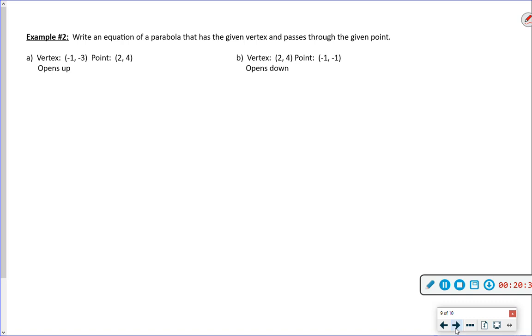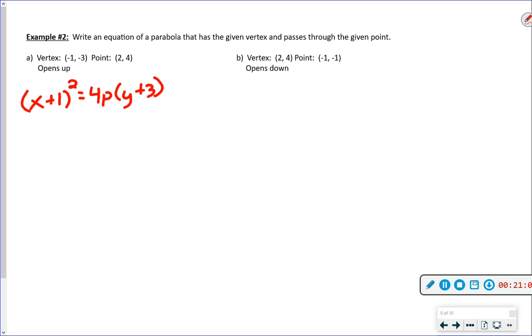Okay, so first off, opens up. Well, that's great. Okay, so that tells you p is positive, whatever that's worth. And you've got your vertex. So I'm going to start it here. So my vertex, I'm going to have to switch negative 1 to 1. I have no clue what 4p is right now. I'm working on that. And of course, negative 3, so I'm going to make it plus 3.